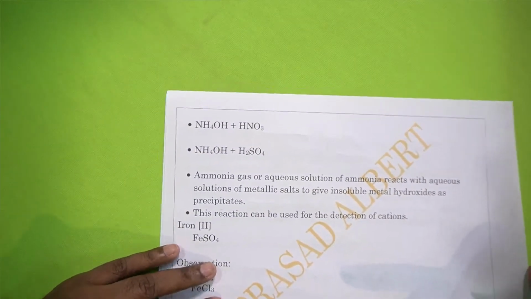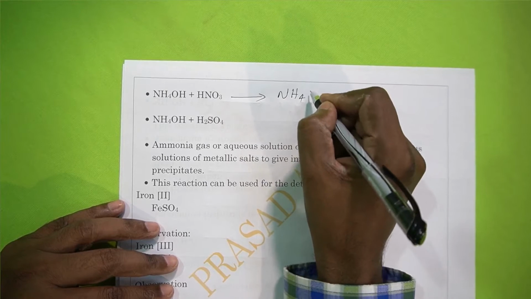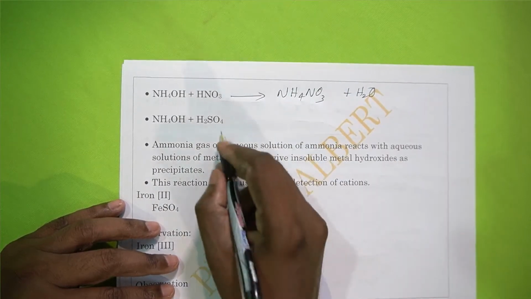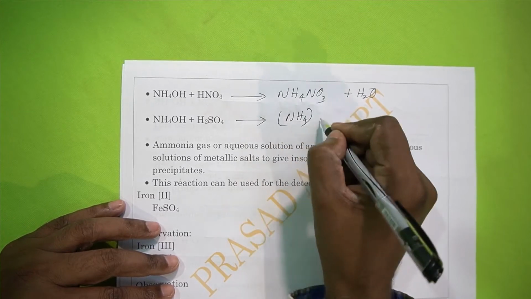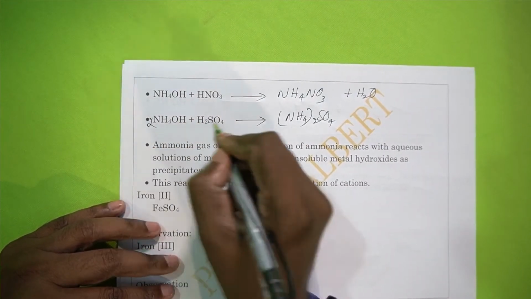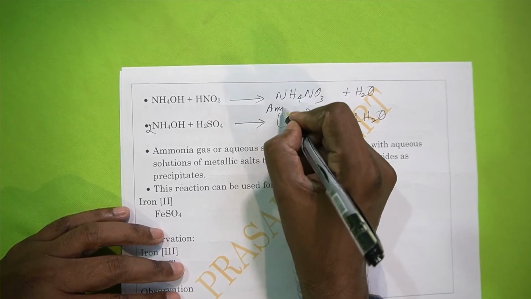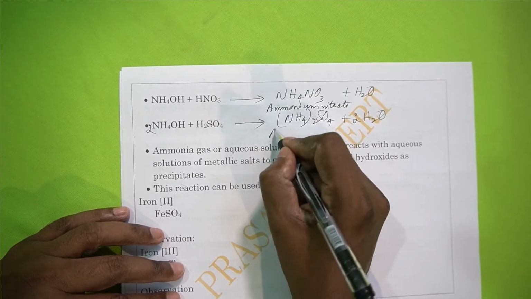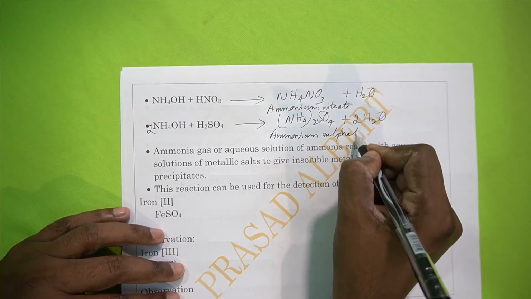We have other neutralization reactions with other acids. Let us take nitric acid: ammonium hydroxide plus nitric acid gives NH4NO3, ammonium nitrate, plus water. Because it is a hydroxide, it will give water also. Ammonium hydroxide with sulfuric acid gives ammonium sulfate, (NH4)2SO4. Two molecules of NH4OH give 2 H2O. This is ammonium nitrate, NH4NO3. This is ammonium sulfate, (NH4)2SO4, and water.